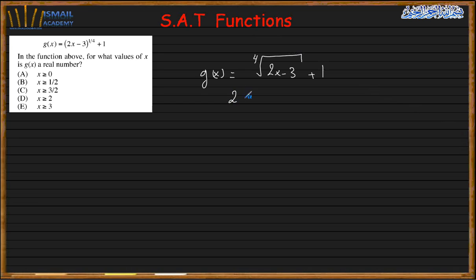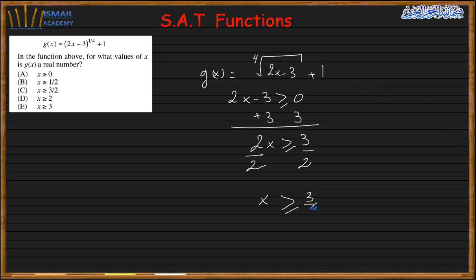So I set this expression greater than or equal to 0, and I solve for x. This will give me the domain of this function. I add 3 to both sides: 2x is greater than or equal to 3. So I divide by 2. X is greater than or equal to 3 halves. So C is my answer.